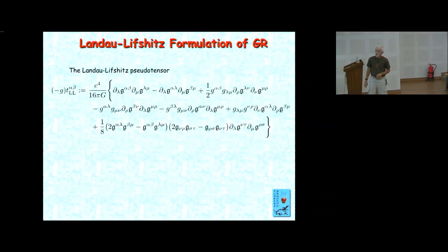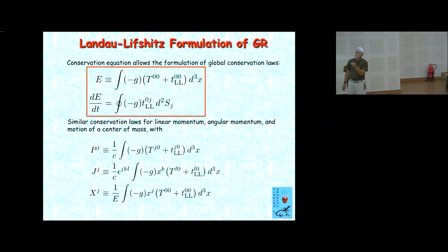So suppose I define an energy to be minus g times T zero zero, the zero component of that object, plus the zero zero component of the Landau-Lifshitz pseudotensor. Then this thing has a rate of change that can be written as a surface integral. And let's just see how that works. So dE dt is equal to the integral of the partial with respect to t of minus g t00 plus t00 Landau-Lifshitz integrated over all space.